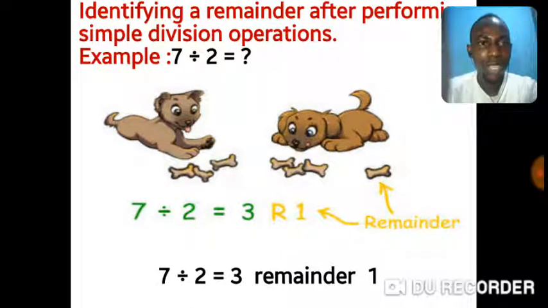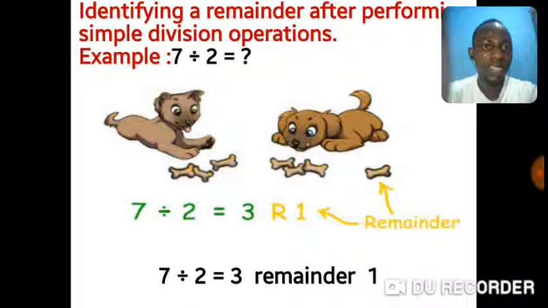Good. As we can see for ourselves, each dog has been given 3 bones respectively, and a bone is lying separately apart from the 3 bones given to each dog. Which means when 2 dogs share 7 bones, each dog gets 3 bones respectively, and 1 is left, and that 1 left is called the remainder.